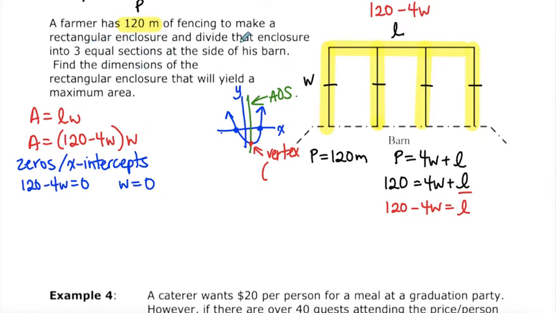All right, so let's keep going. I'm going to take my 120 minus 4W and I want to get W by itself. So let's make the 4W positive by moving it to the right hand side. Then I'm going to divide both sides by 4, the coefficient in front of the W. 120 divided by 4 is 30. 4 divided by 4 is 1. So I'm left with just W. So that's going to be one of my x-intercepts. My other x-intercept will be at W equals 0, so at the origin. Okay, so those are my x-intercepts.